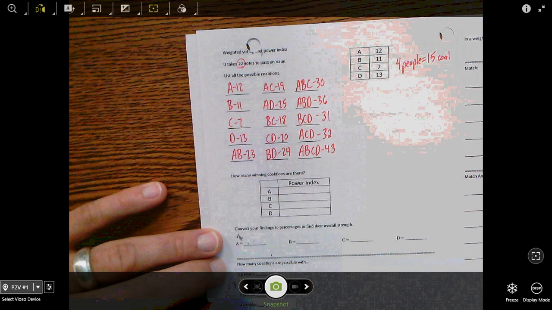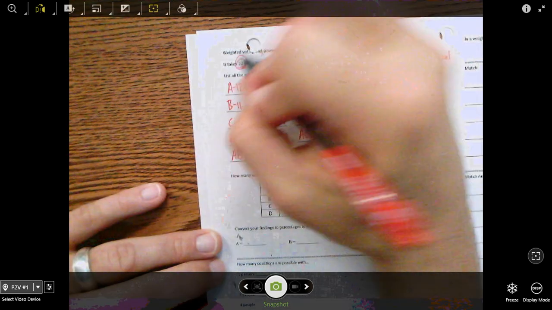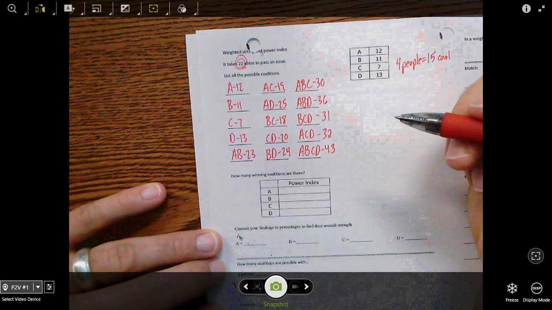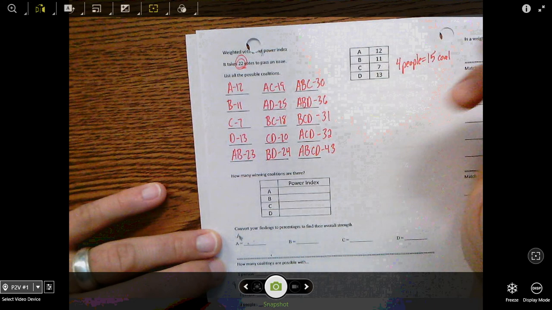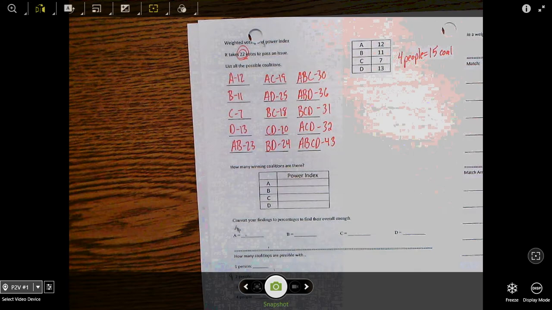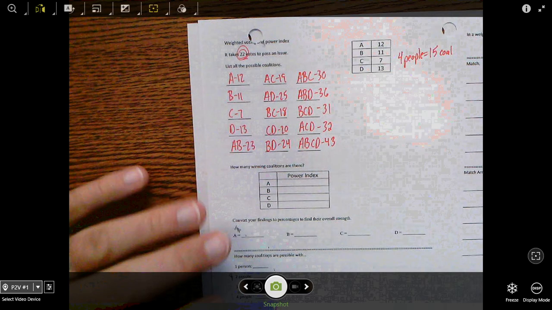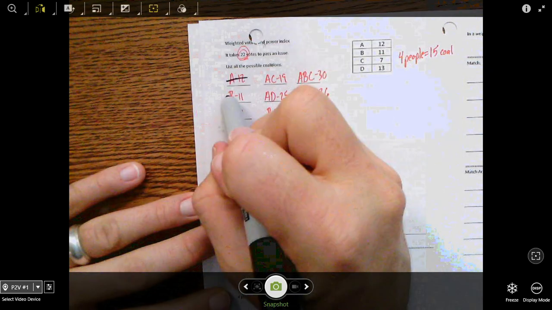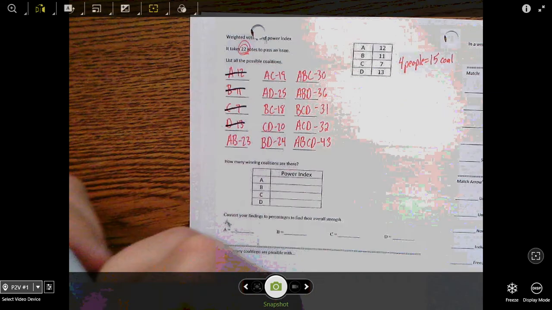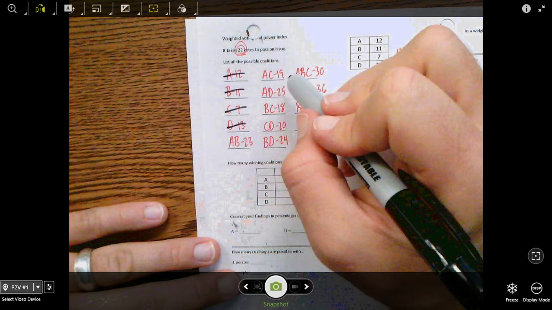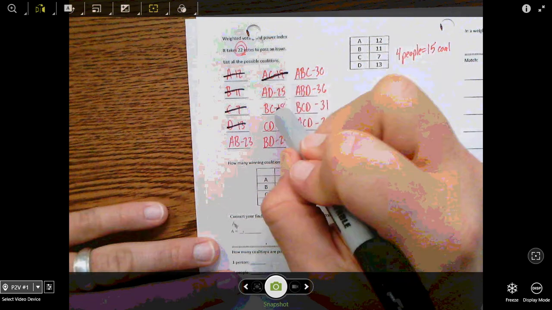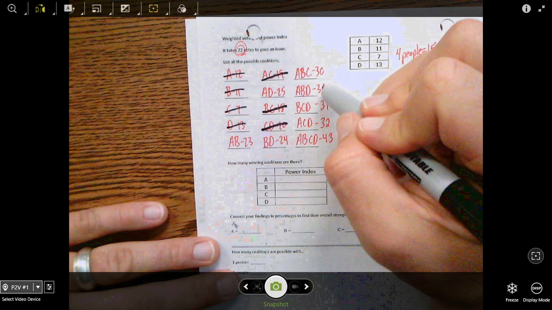All right. Now it takes 22 votes to pass an issue. Now we have 15 coalitions. They didn't all win. So the ones that are less than 22, they will be eliminated. So these that I'm crossing off, they are less than 22. So I'm eliminating all these. So anything less than 22 will be eliminated.